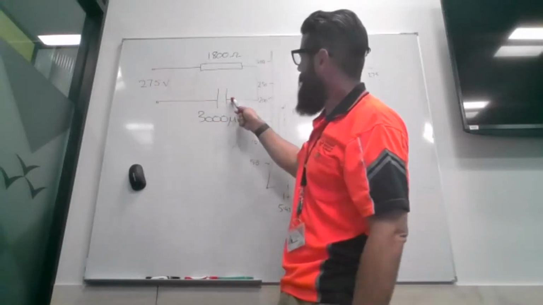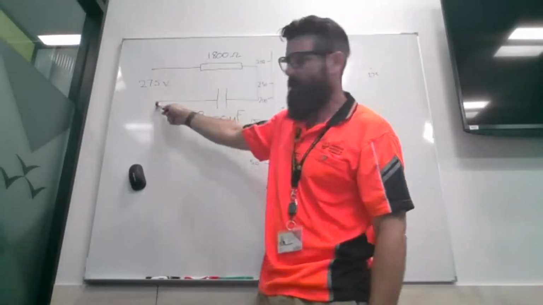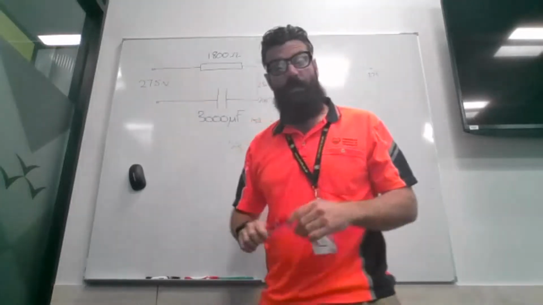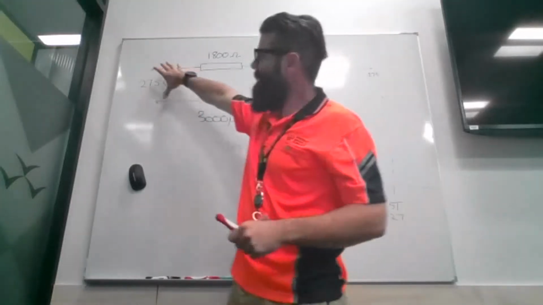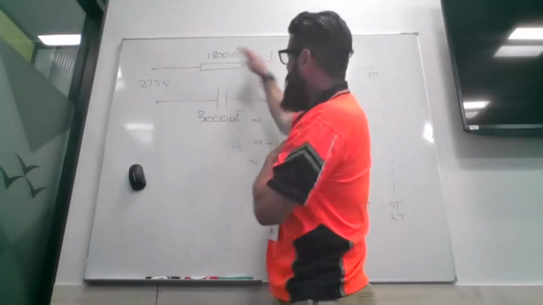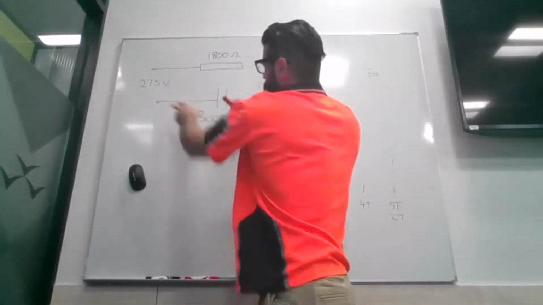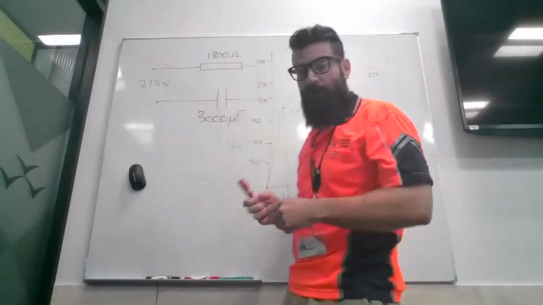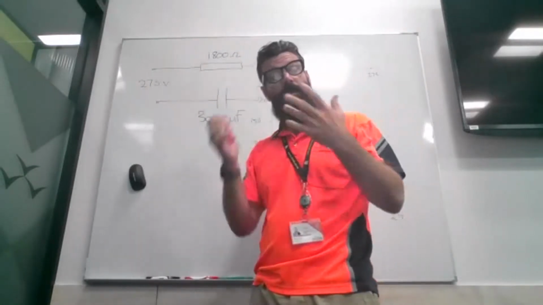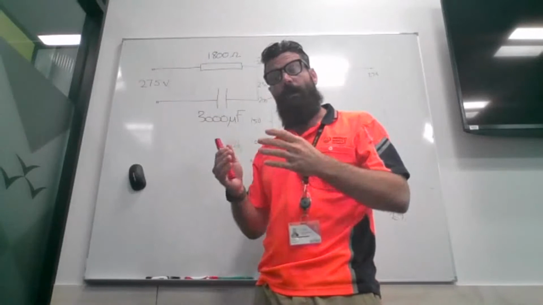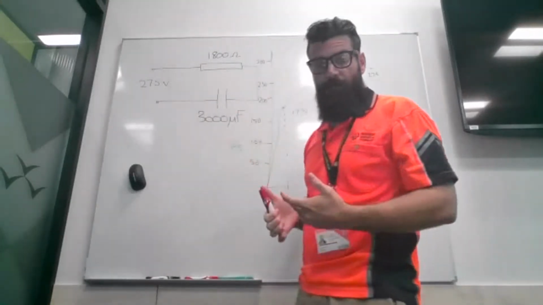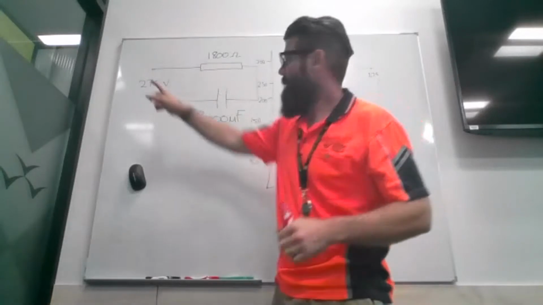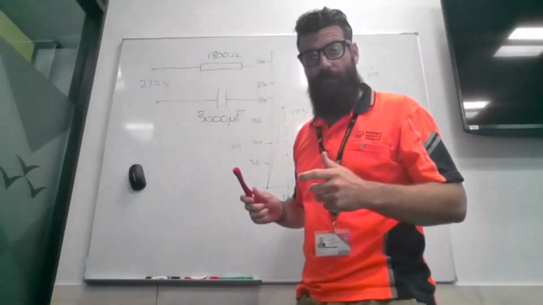If I put my meter from here, on one side of the capacitor, back to my 0, when my power supply is not connected, I'll get 0 volts. At the instant that I connect the power supply, and current starts flowing, we're still going to have 0 volts across here. Not for very long, but I will have 0 volts across the capacitor. As the capacitor charges up, the voltage across there is going to reduce. And when it's fully charged, my voltage on the capacitor should be the same as the power supply, 275 volts.